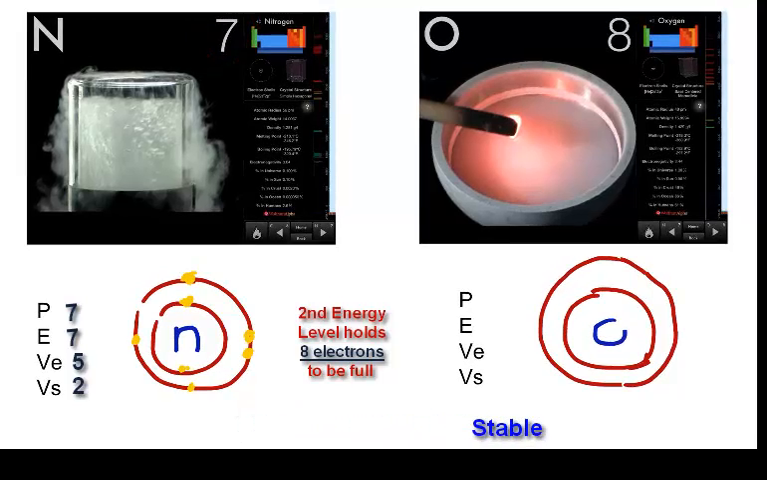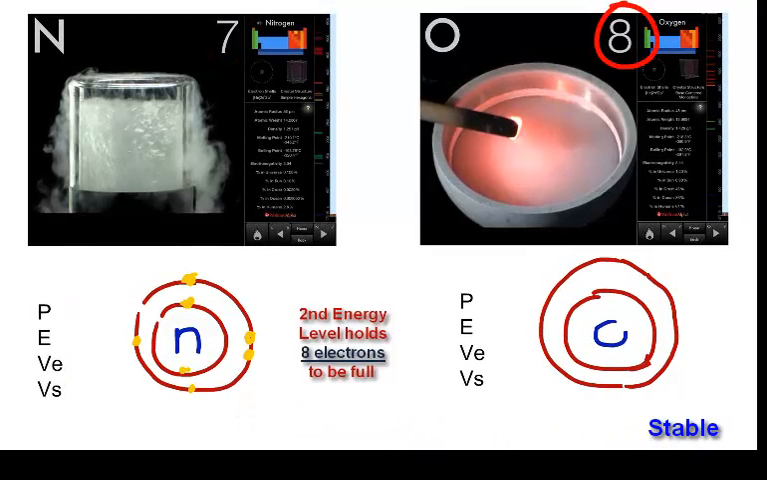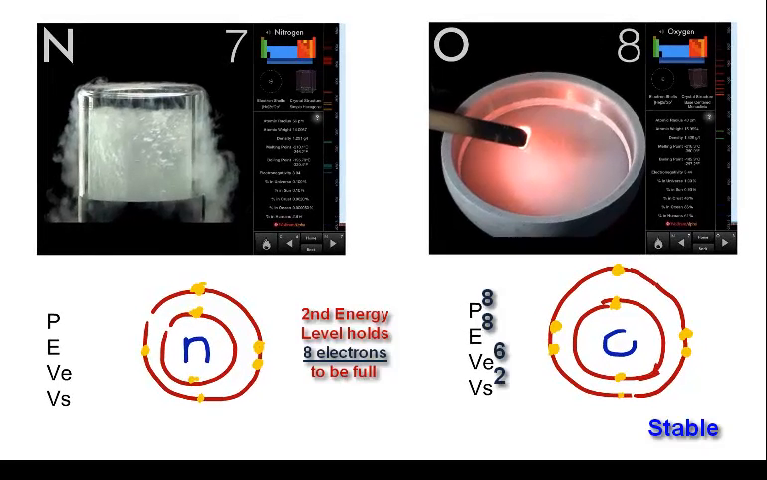Take a look at oxygen. Oxygen has 8 protons. It has 8 electrons. The first 2 electrons go on the first energy level. The remaining 6 go into the second energy level. The number of valence electrons in an atom of oxygen is 6. And the valence shell is the second one.